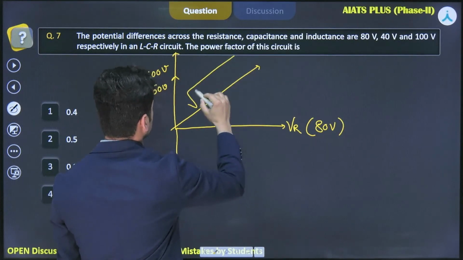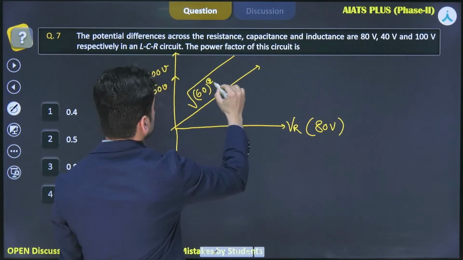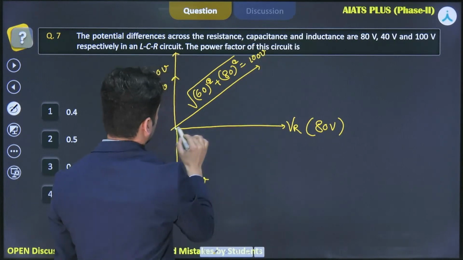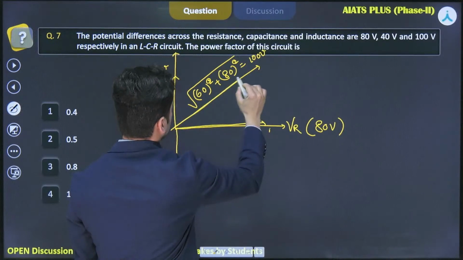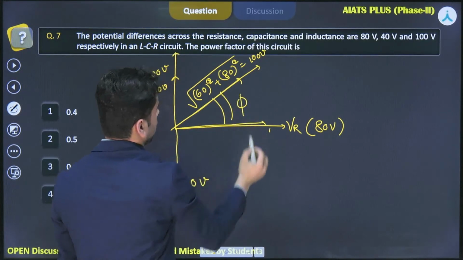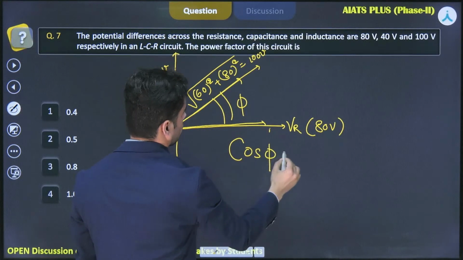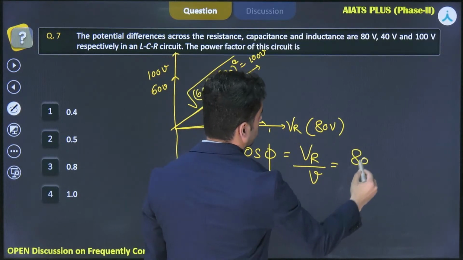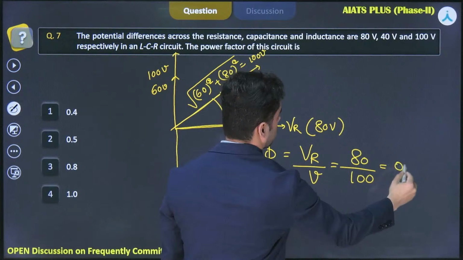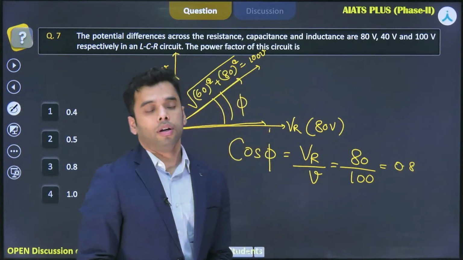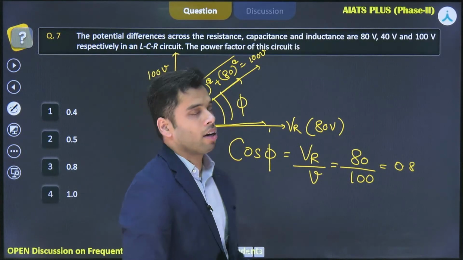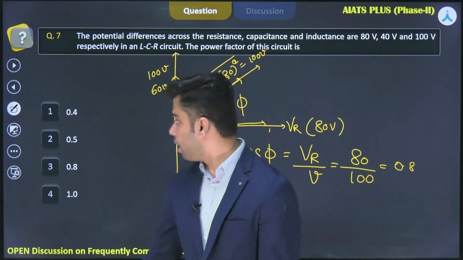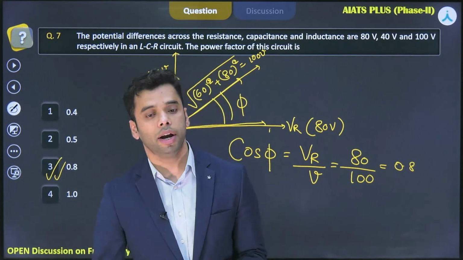And the net voltage will be along this direction. It will be equal to under the root of 60 square plus 80 square, which is eventually coming out to be equal to 100 volt. So this is your current. This is your net voltage. So this angle becomes phi. And the value of cos phi from here is equal to VR by V. What is VR? It is 80. Net voltage is 100. So 80 by 100 becomes 0.8. That's how you solve the problems of power factor. I hope this problem is clear to you, right? So the correct answer to this problem is option 3, 0.8.